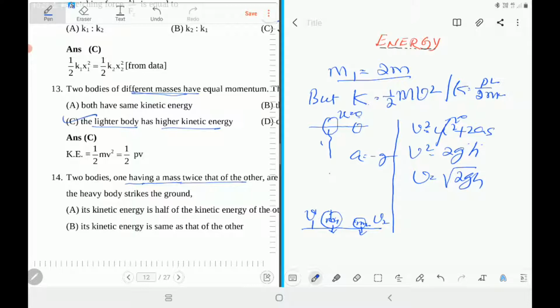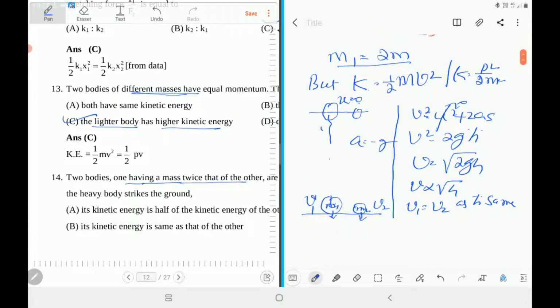Is h same for both? Yes, h is same for both. That's why v is proportional to root h, as 2g is a constant. v1 equals v2 as h is the same. This is what you need to remember.